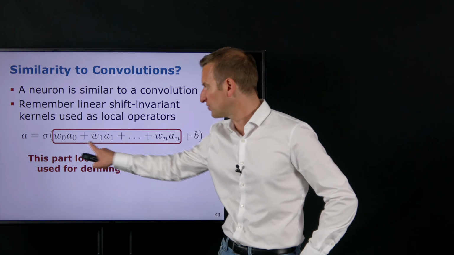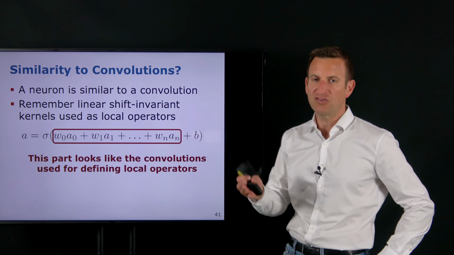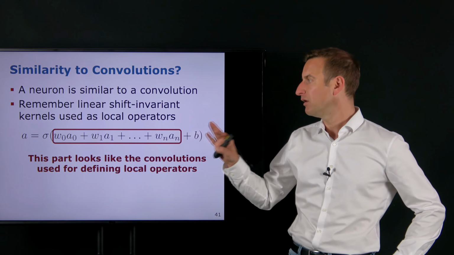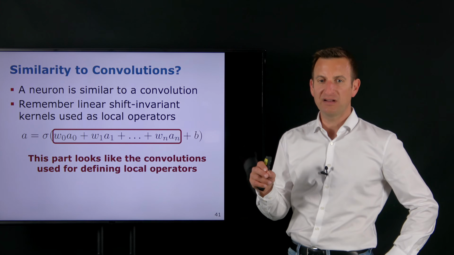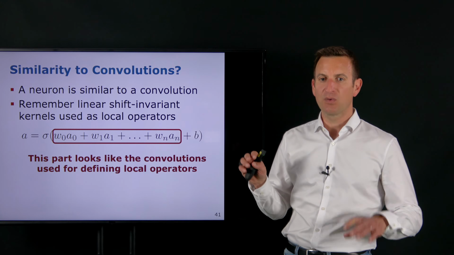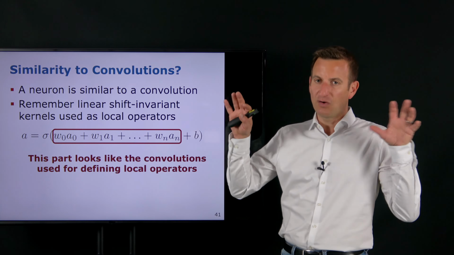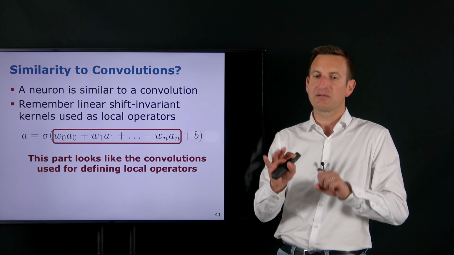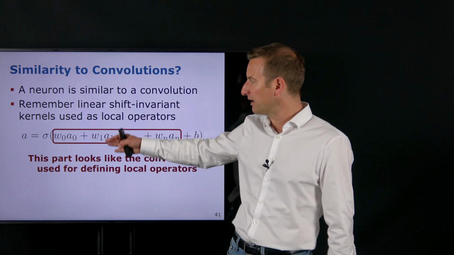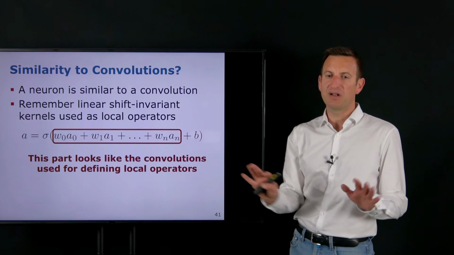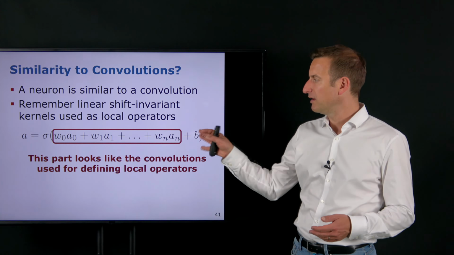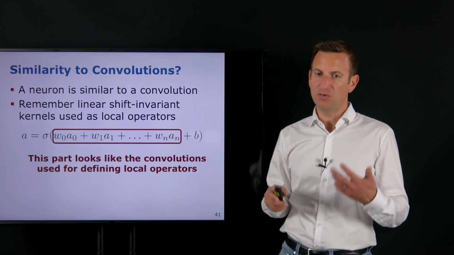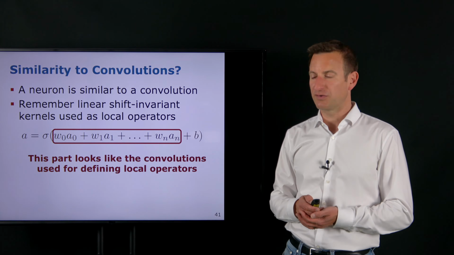So this part is actually very similar to the convolutions, except that we don't slide that kernel yet over our image. So it's basically an operator which takes all the input pixels and the weights into account, computes a weighted sum, and then does a little bit extra. But there's a direct link, or quite some similarity, let's call it that way, between these computations here and what we used in order to define local operators.